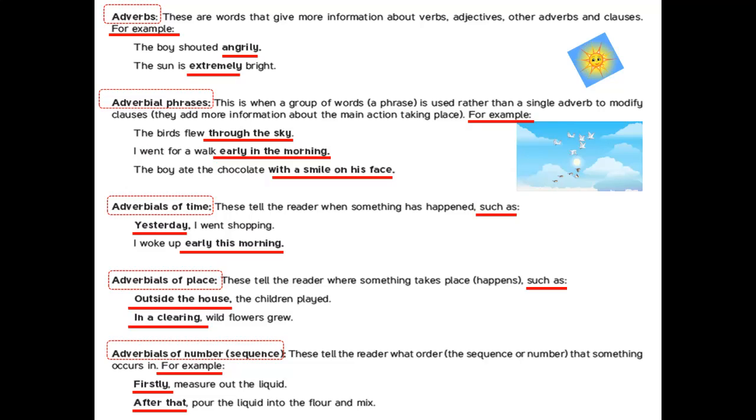The adverbial phrases. This is when a group of words, like a phrase, is used rather than a single adverb to modify clauses. They add more information about the main action taking place, like, for example, the birds flew through the sky. Where? Through the sky. I went for a walk early in the morning. When? Early in the morning. The boy ate the chocolate with a smile on his face. How did he eat the chocolate? With a smile on his face.